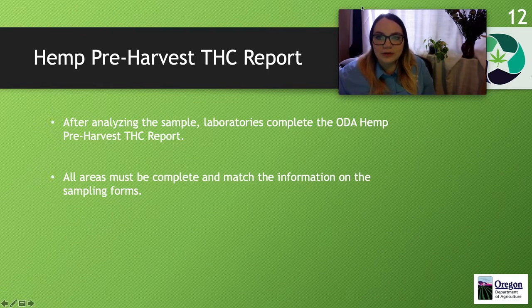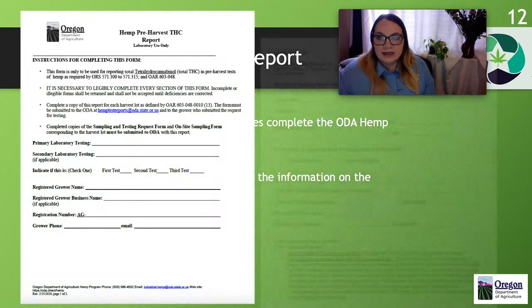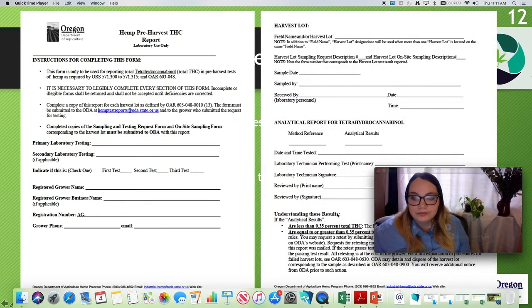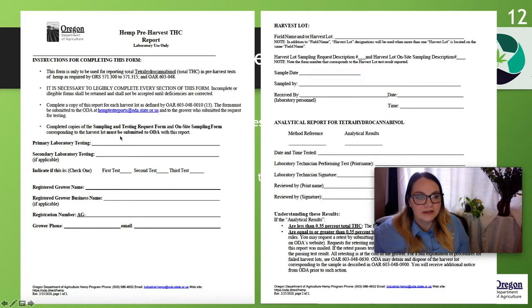So after analyzing the sample that you brought back to the laboratory, you complete the ODA PreHarvest THC report. And all of the information on the THC report should match the sampling forms, which typically don't have many errors on them, so thank you. It's pretty self-explanatory. So the primary laboratory testing, that would be you. Indicate if this is your first test, which it will be. Grower name, grower business name. Please include the grower registration number. This contact information is really important to me.